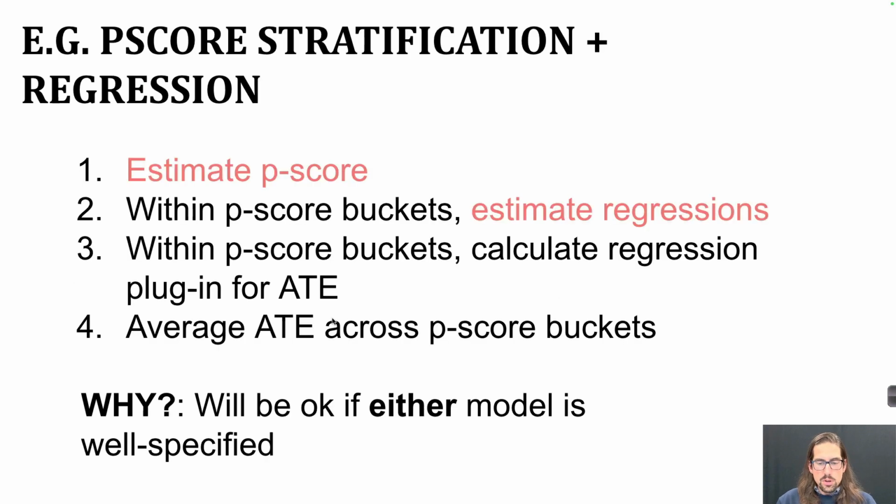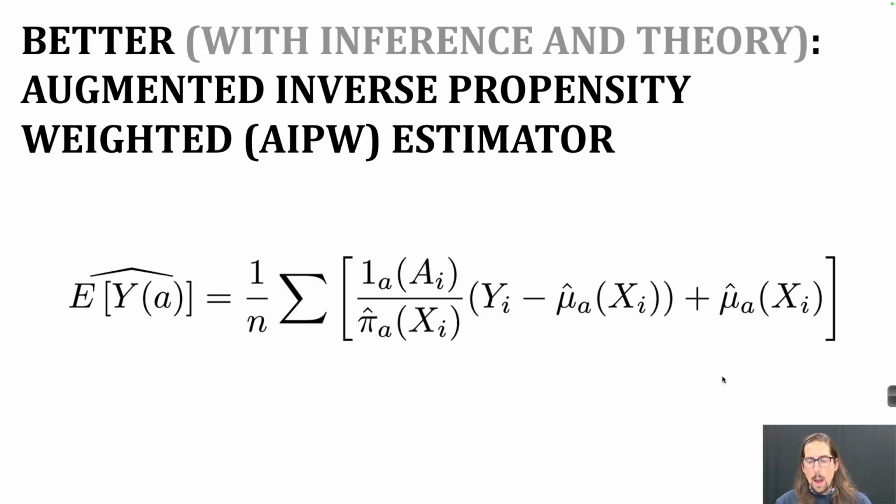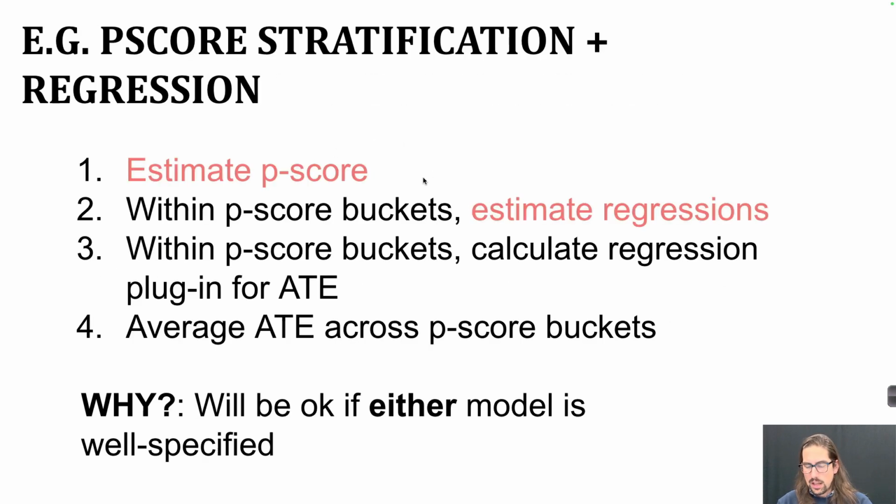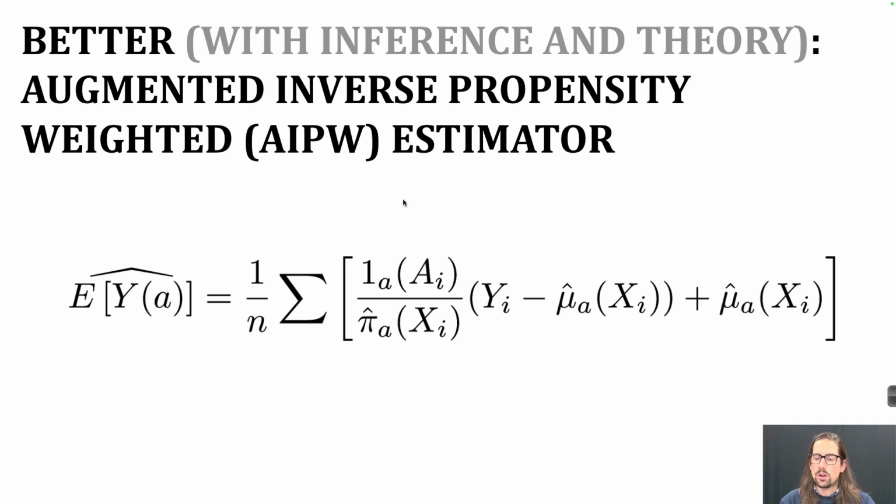So this approach, you can theoretically ground this. It's like propensity score stratification, but the weighting version of that, where you're not throwing away data and don't have to make a lot of ad hoc choices. It looks like this. This is called the augmented inverse propensity weighted estimator.